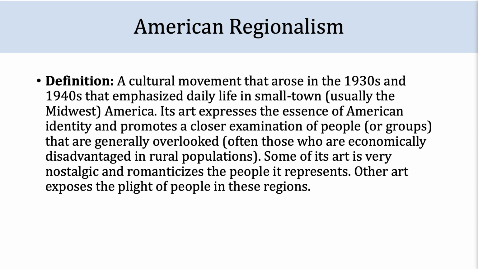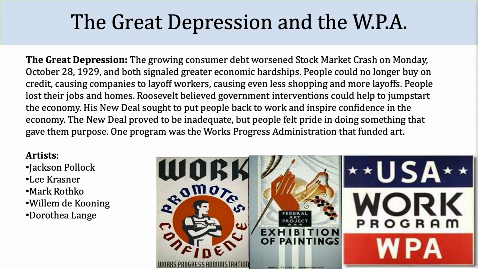Its art expresses the essence of American identity and promotes a closer examination of people or groups that are generally overlooked, often those who are economically disadvantaged in rural populations. And so mainly it's going to be examining the poor, the plight of the poor. Some of its art is very nostalgic, kind of looking romantically backwards, and romanticizes the people it represents. And so in some of their art, they're going to say, hey, look at these hardcore, hardworking American values type people. Isn't that great? Other art exposes the plight of the people in these regions. And so some of them are saying, you know what, this area is deeply affected by its poverty, and we need to examine this a little bit more closely.